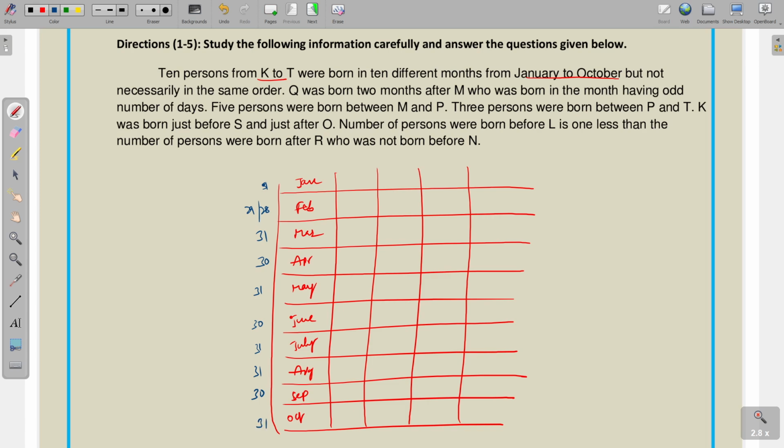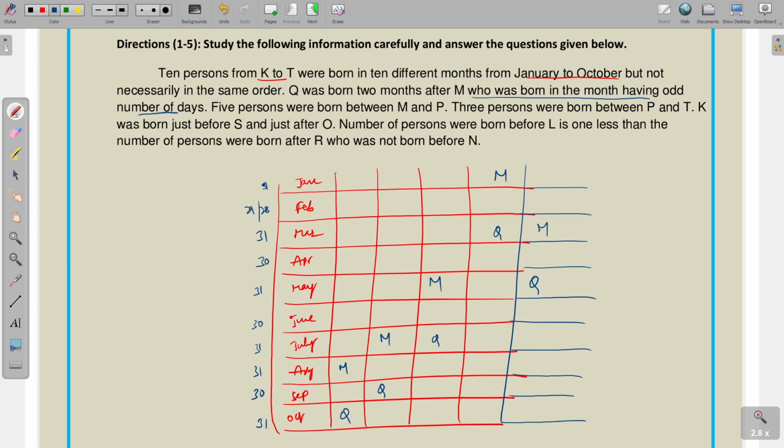See the first one, Q was born 2 months after M, who was born in the month having odd number of days. Okay, so Q was born after M. So here if M is placing August, Q was born here, first possibility, and M and Q here second possibility, and M, May and Q is here third possibility. And next, suppose if you take January and M is placing here, it is the fourth possibility. There are totally 4 possibilities. Again one more, that is, M here and Q here. We will try all this.